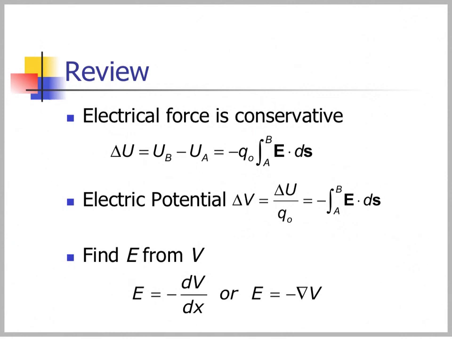So let's review what we talked about today. Electric force is conservative. If we have a conservative force, we can develop a potential energy function, where the potential energy is just minus the integral of QE dot ds. We said we don't like dealing with a test charge, so let's figure out the electric potential, which is the potential energy per unit charge, just minus the integral of E dot ds. Or, conversely, the electric field can be obtained from the potential as minus the derivative of the potential.